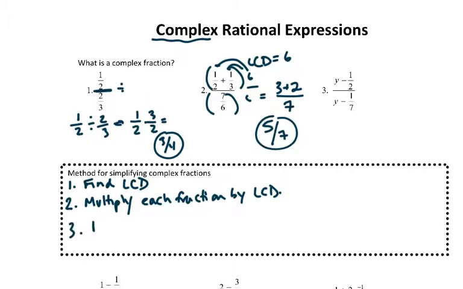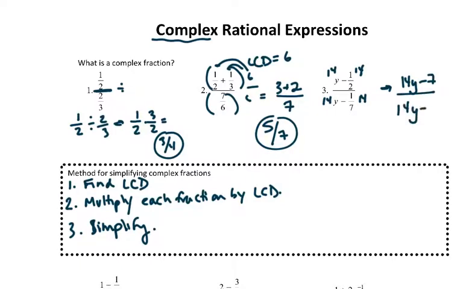So after we've multiplied each thing by the LCD, we're just going to simplify. So here the LCD would be 14. Now some people like to just distribute that as you go and multiply it by each term. So it gives me 14y minus 7, 14y minus 2. And I can't cancel the 14s. I'm just done. Right?